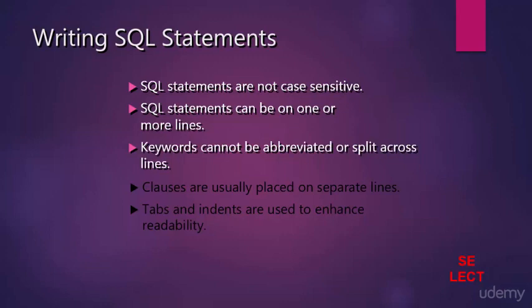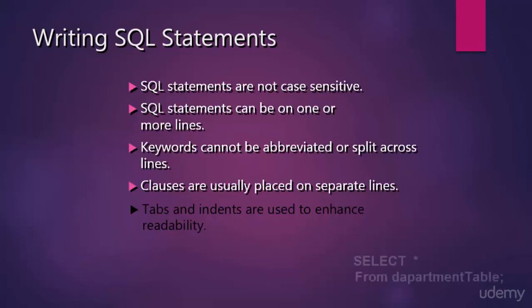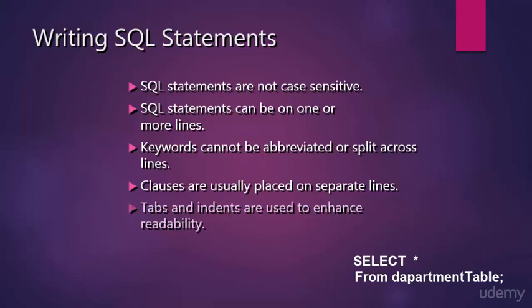Now for writing good SQL statements, we usually put our clauses on separate lines. Like on the last page, I showed you where I wrote SELECT asterisk on one line, then FROM table name on the second line. And we use tabs and indents to make our SQL statements more readable. And also at the end of any SQL statement, we put a semicolon.